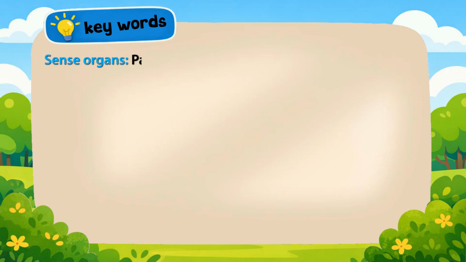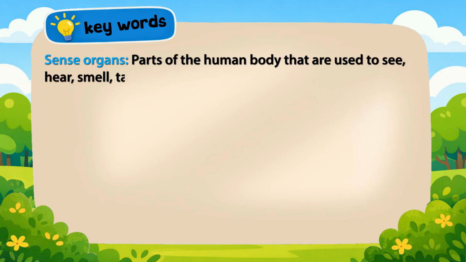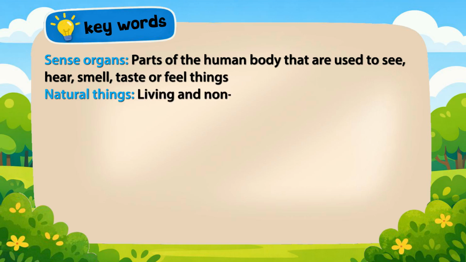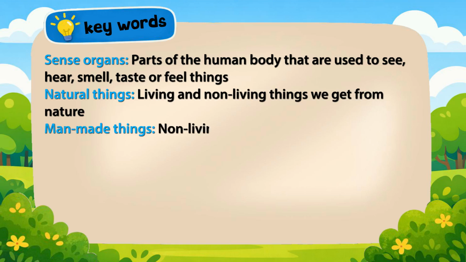Sense organs, parts of the human body that are used to see, hear, smell, taste, or feel things. Natural things, living and non-living things we get from nature. Man-made things, non-living things that are made by humans.